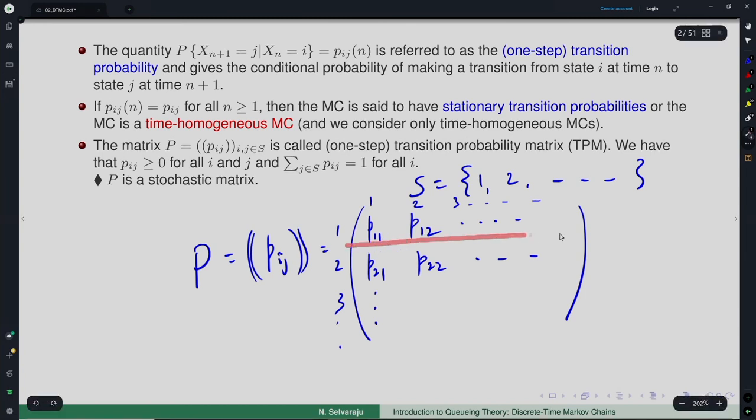But in general, this is what will happen, right. Non-negative and row sums are 1, this is what is called the transition probability matrix, which is basically where, for the Markov chain, all the probabilities are put in matrix form. And if the number of states is finite, you are going to have a finite matrix; if not, this is going to be an infinite dimensional matrix.